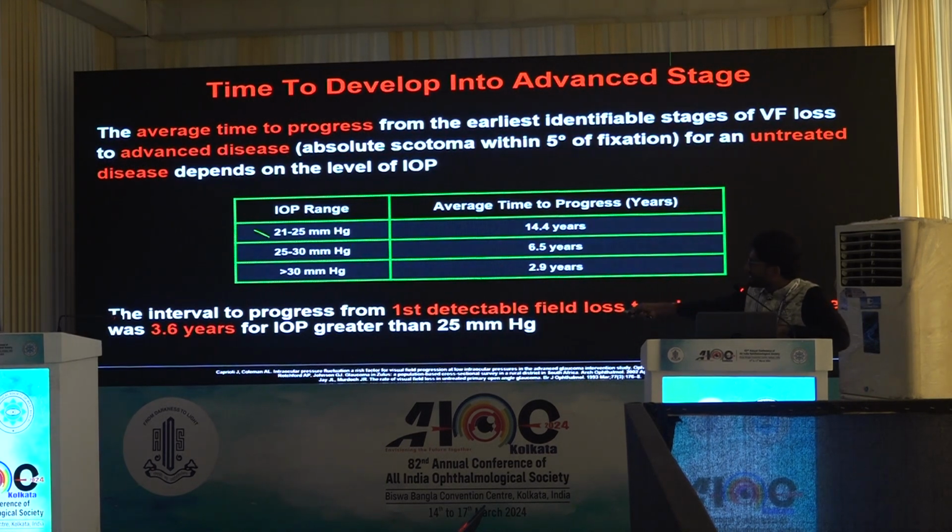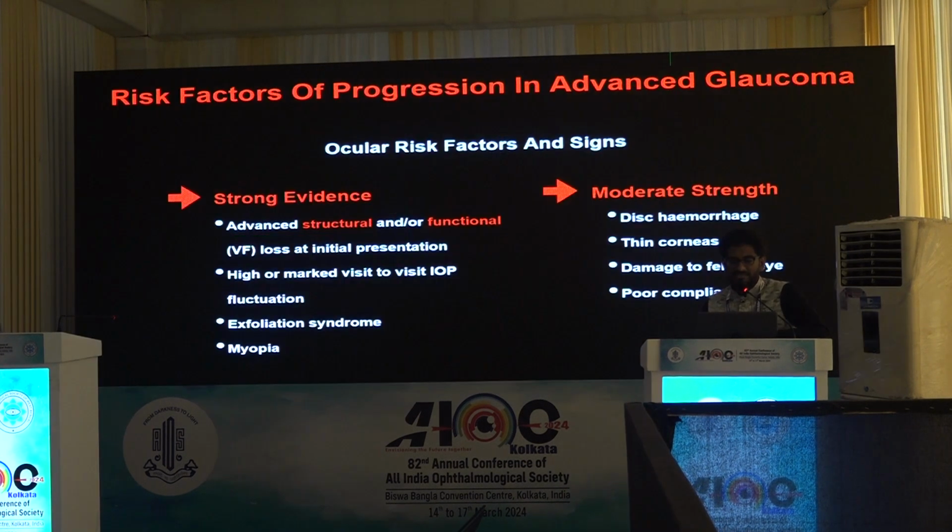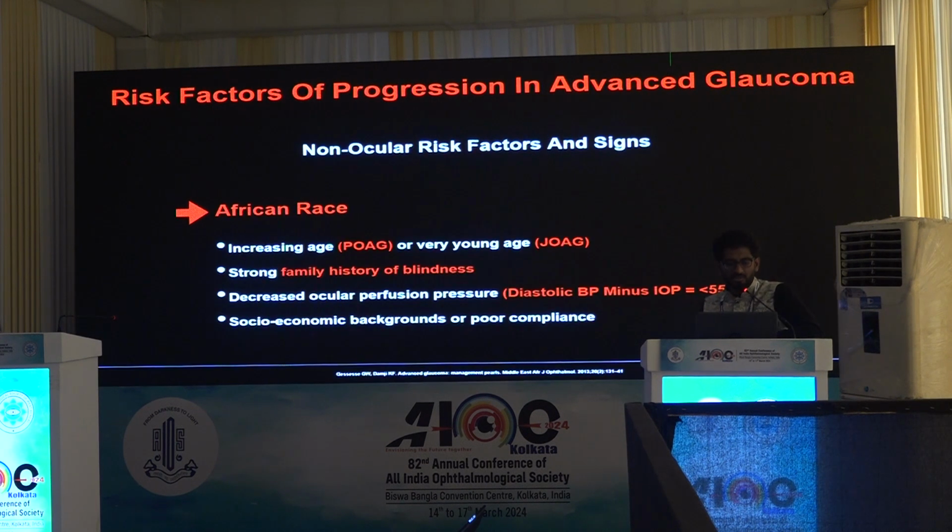If the patient has an IOP of 21 to 25, within 14 years he is going to go into an advanced zone. If it is 25 to 30, it's 6.5 years. If it is greater than 30, it is 2.9 years. This is the time interval for them to go into an advanced stage, and there is strong evidence towards advanced glaucoma: advanced structural and functional loss at initial presentation, and a high or marked IOP, which is why we screen patients with IOP. Of moderate strength, we have disc hemorrhages and thin corneas, which still have a role. And of course the African race, which we are not worried about in India.